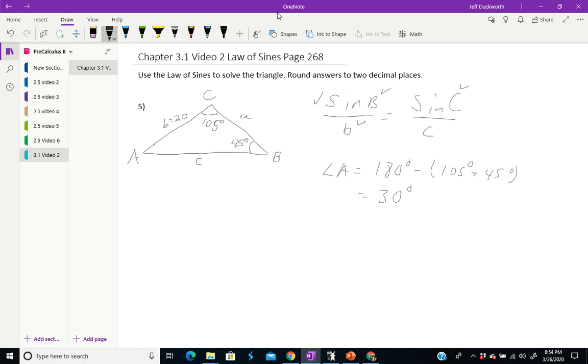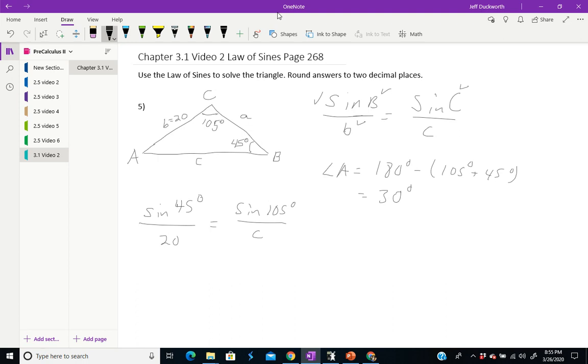It wouldn't matter how we did it. Okay, so I'm going to solve for these, and let's just write these in down here. So I have sine of 45 degrees over b, which is 20, equals the sine of 105 degrees over little c, the length of c, which is what we're looking for. Now we can cross multiply and solve for this, although we can solve for sine of 45 degrees without using a calculator if we want.